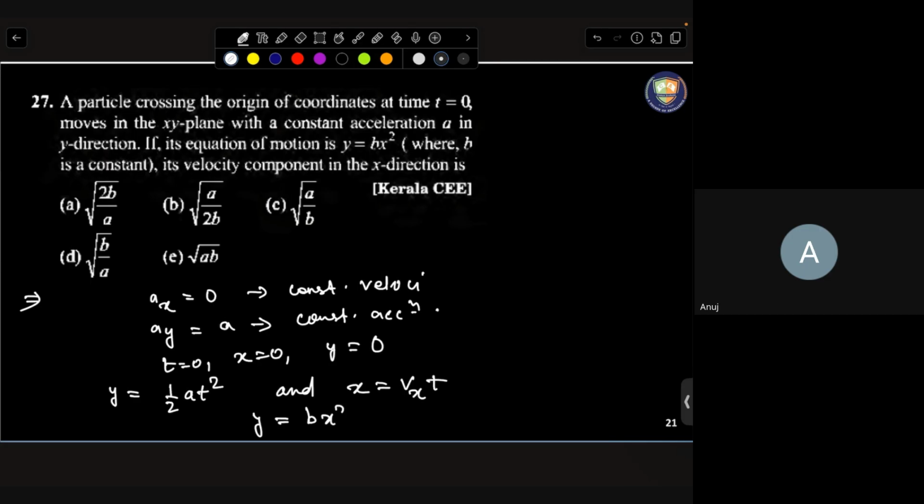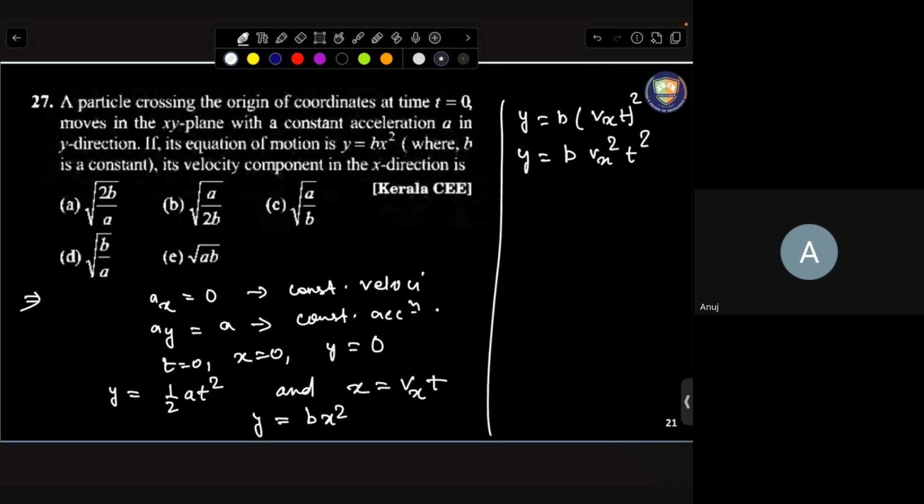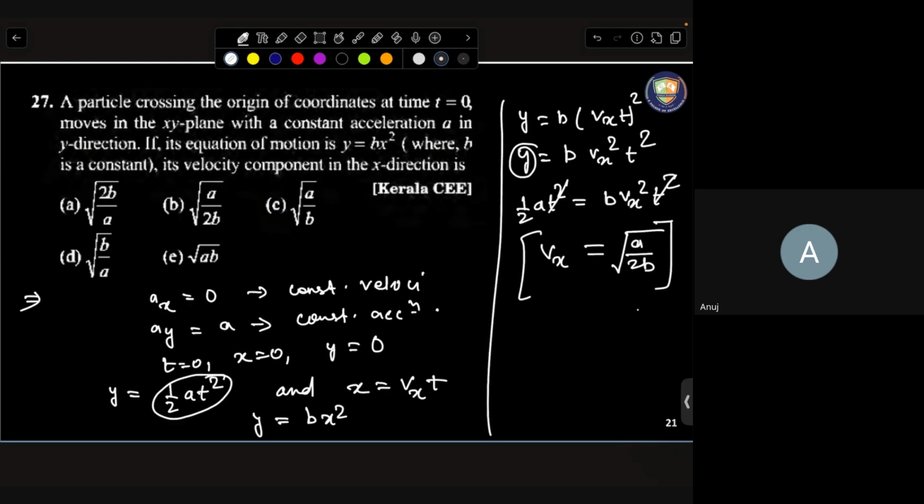So simply we can put y as b times vxt whole square. So y is equal to b vx square t square, correct? And also this y is half at square. So half at square is b vx square t square. T square will get cancelled. Finally, vx, what you get is root a by 2b. This is the answer.